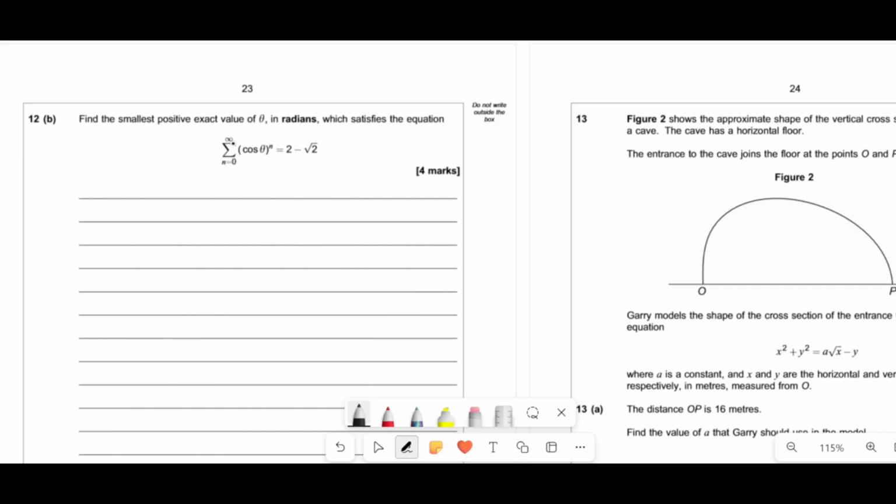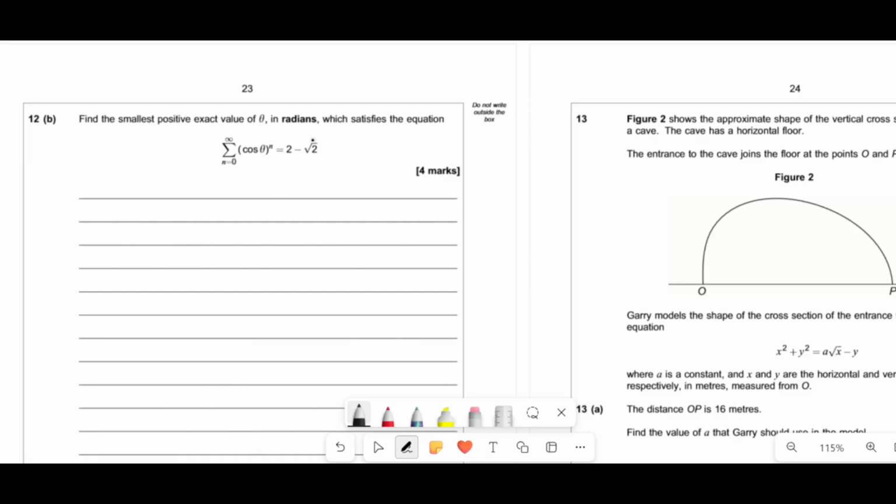So now it says find the smallest positive exact value of theta in radians which satisfies this equation. So make sure you calculate this in radians mode in case we need to use that. It's saying that we're working out the sum to infinity of cos theta to the power of n, where n starts at 0. And it's asking us to see at what point this equals 2 minus root 2.